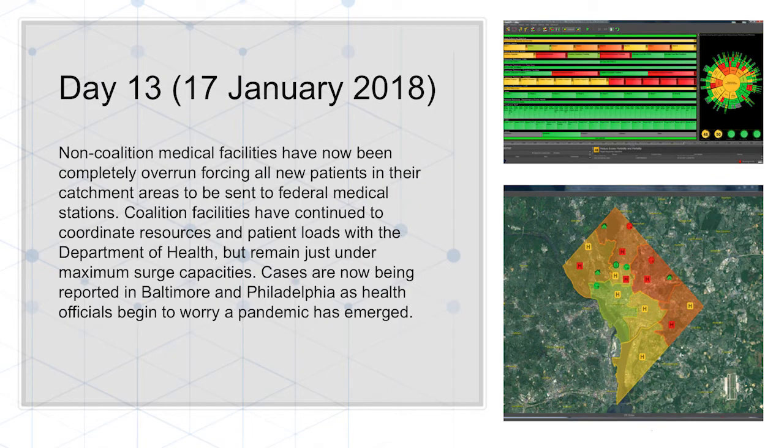All right, day 13. Non-coalition medical facilities have now been completely overrun, forcing all new patients in their catchment areas to be sent to federal medical stations. Coalition facilities have continued to coordinate resources and patient loads with the Department of Health, but remain just under maximum surge capacities. Cases are now being reported in Baltimore and Philadelphia as health officials begin to worry a pandemic has emerged. So this next one is something we wanted to game with.